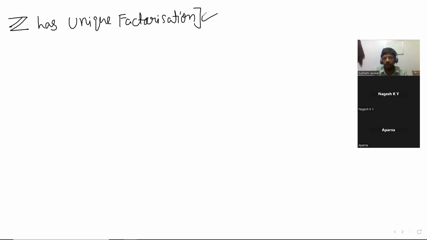So we know that Z has unique factorization. Maybe you cannot prove it directly, maybe you cannot prove it if I ask you right now, but it's fine. You know it's a fact. It's not a trivial thing to prove. It's not very hard, but it's okay. We know primes, we know the definition of prime and everything.